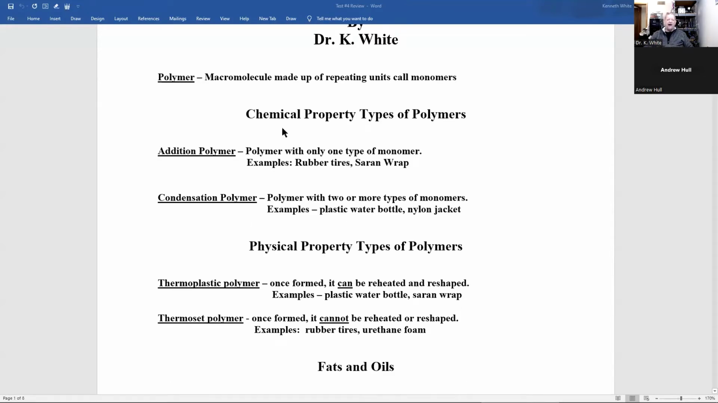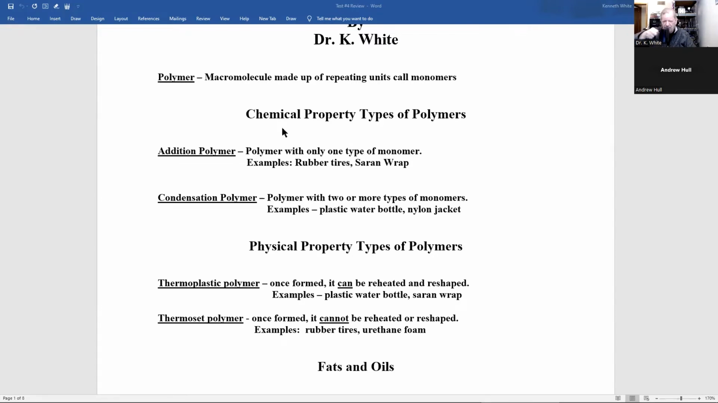You should know what a polymer is. A polymer is a macromolecule, that means a big molecule, made up of repeating units called monomers. And a monomer is a single unit. Think of a polymer as like a long freight train, where the box cars are the monomers.